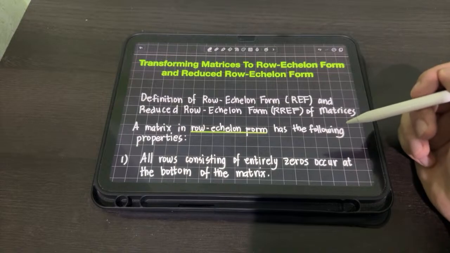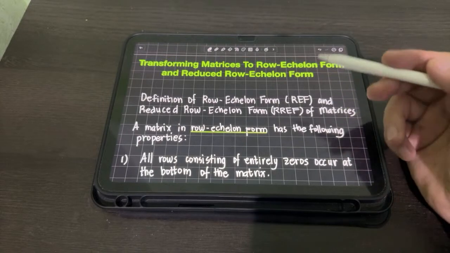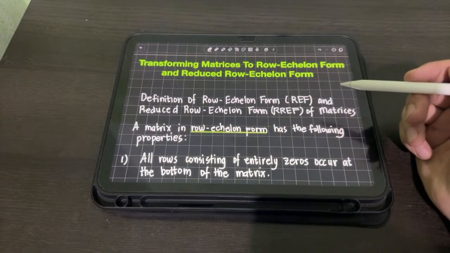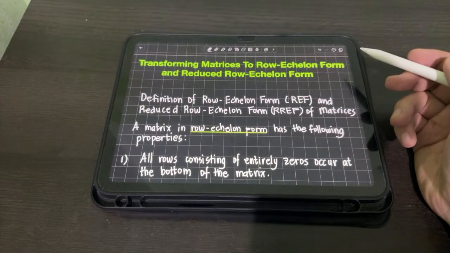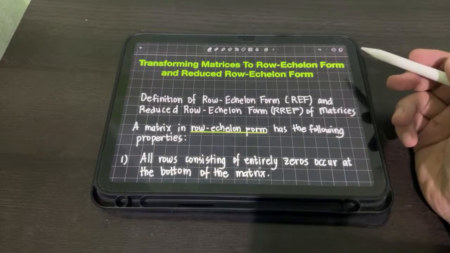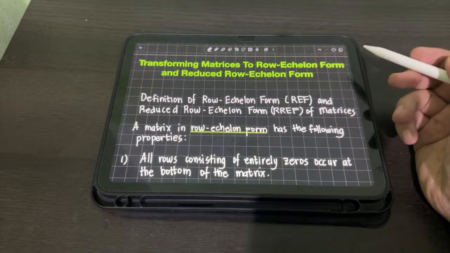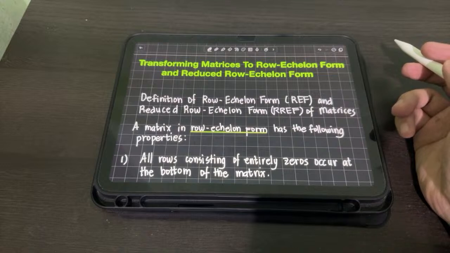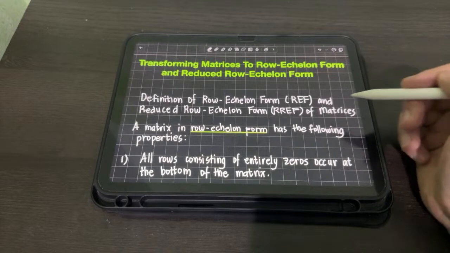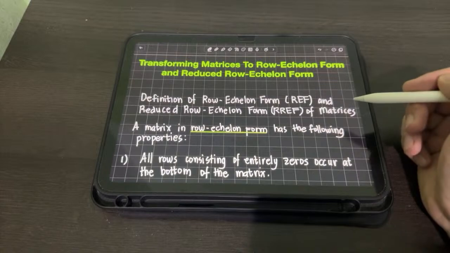I already have a detailed video on how to identify whether a matrix is in row echelon form or in reduced row echelon form. So now, we will transform matrices to row echelon form and reduced row echelon form, by the use of elementary operations. This is important because we will apply this method when we are trying to solve systems of linear equations in n unknowns using Gaussian elimination or the Gauss-Jordan elimination method. So let's start first with transforming matrices to row echelon form and reduced row echelon form.